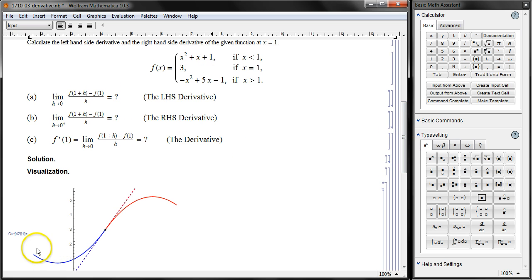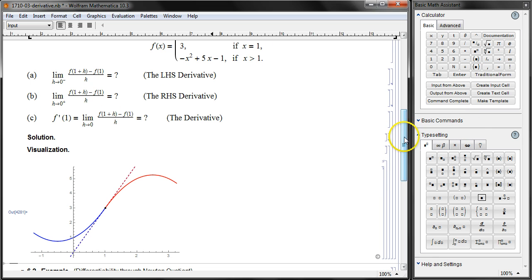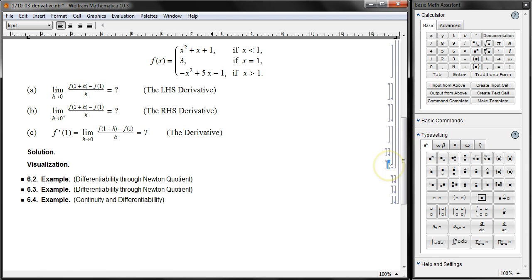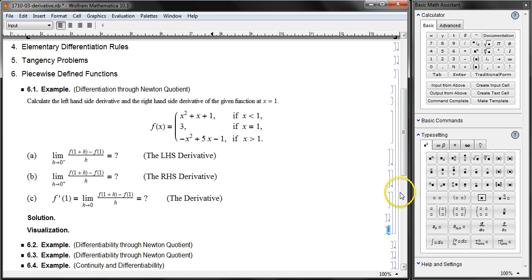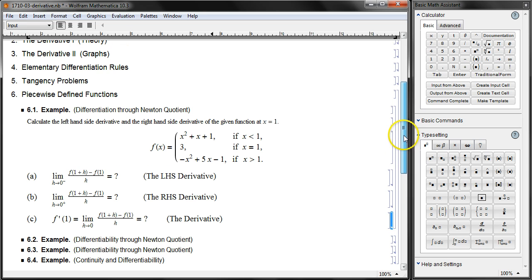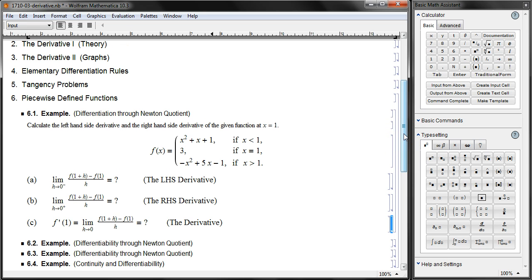The first line is blue, and the third line is red, and the second line is this point. And the derivative computation, or this Newton quotient computation, was the slope of the blue dashed line. And then part B, this limit computation, the right hand side derivative computation, was the slope of this red dotted line. And they share the same quantity 3, so the derivative existed. And equivalently speaking, f was differentiable at x equals 1.